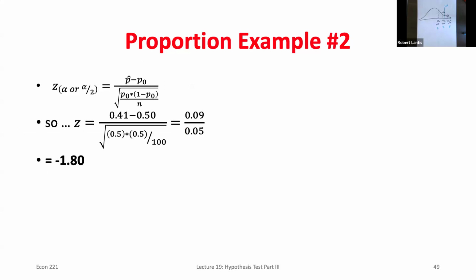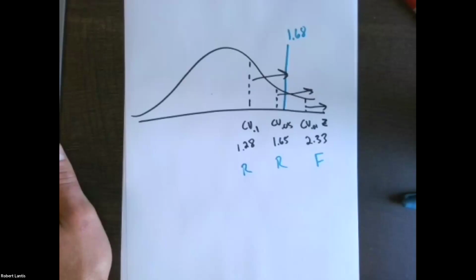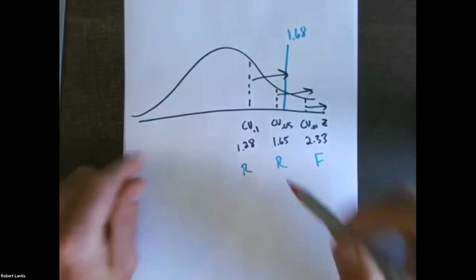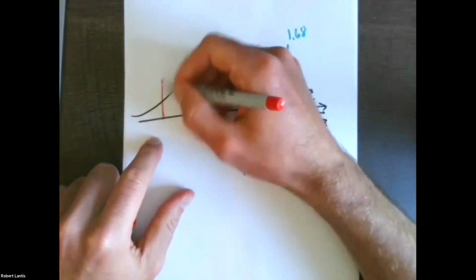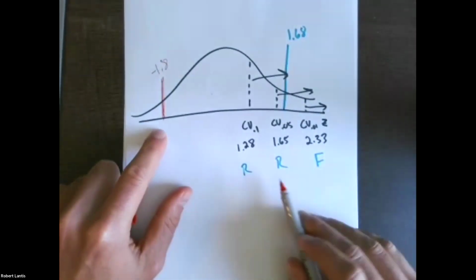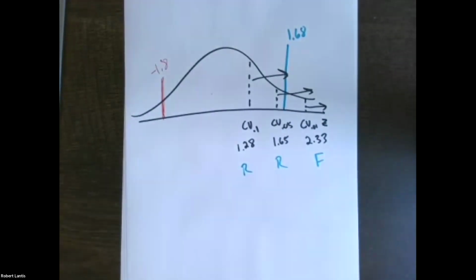Now, really, I could actually use all of my work from the previous problem. I've got a right-tailed test. If I have a test statistic of negative 1.8, right? That's over here, right? I'm nowhere close to my rejection regions. I know that I'm not going to be rejecting.